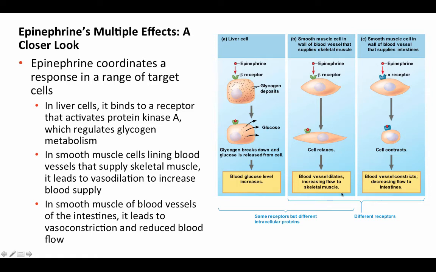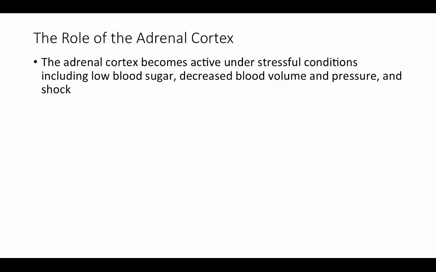Here we have the same kind of cell that's going to have the same basic kind of machinery, and we have different receptors that are going to cause different responses in these very similar cells. So now let's take a look at the role of the adrenal cortex in this whole stress response system.